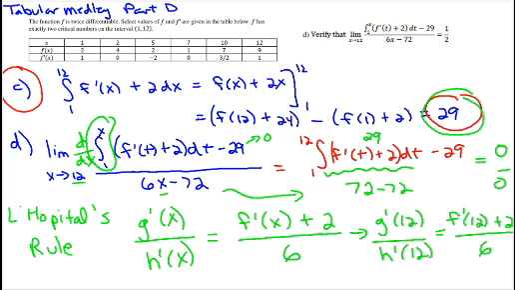over 6. And f prime of 12, we come up to our table. F prime of 12 is 1. So I have 1 plus 2 over 6. That's 3/6, which is 1/2. And we have verified that this limit equals 1/2. Nice little problem there, and I'll stop the video.